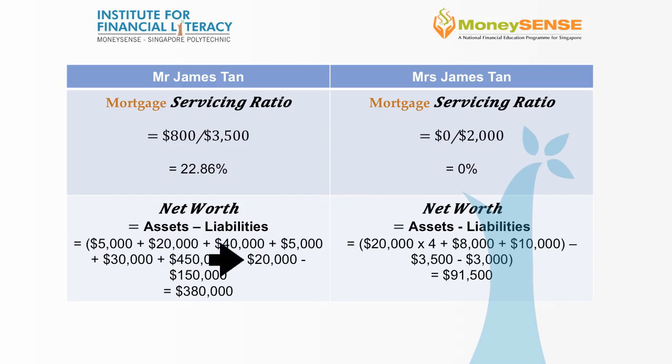Net worth. After calculations, Mr. James Tan has a net worth of $380,000 and Mrs. James Tan has a net worth of $91,500. By understanding your financial net worth, you can look into improving your financial position and you could have a snapshot of whether you might be moving towards negative net worth.